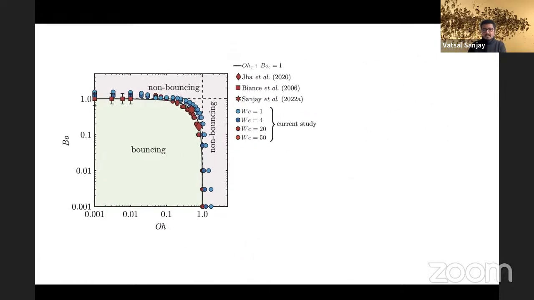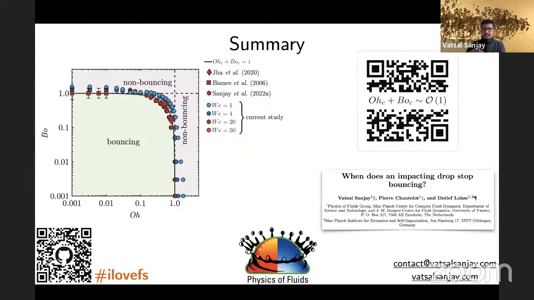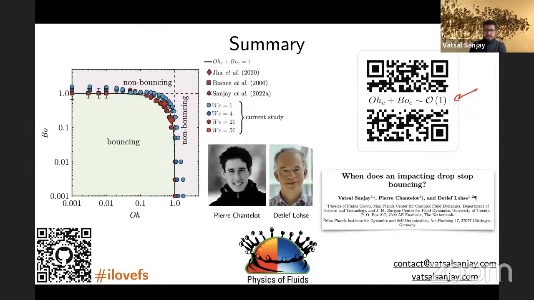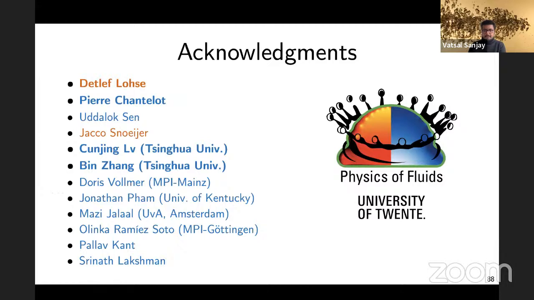So with that, I come to the summary of the second part, which was: when will this drop stop bouncing? And essentially it happens when we have this Ohnesorge plus Bond equals to 1. This paper is currently under review in JFM, and we have already gotten some positive comments. So this should be in press very soon, but for now it's on arXiv, so you can read it from arXiv. And for this, of course, I would like to thank Pierre and Detlef, with whom I did most of this work. So with that, I come to this acknowledgement slide.